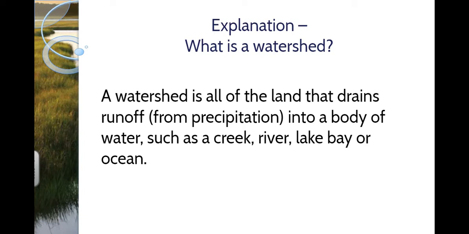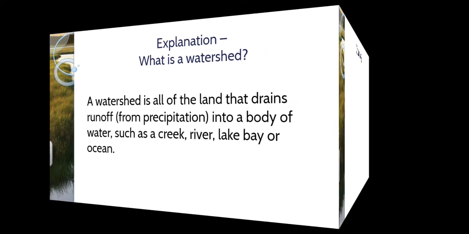We know, but this is the definition for what a watershed is. So a watershed is all of the land that drains runoff, okay, into a body of water, such as a creek, river, lake, bay, or ocean, okay? So, your vocabulary.